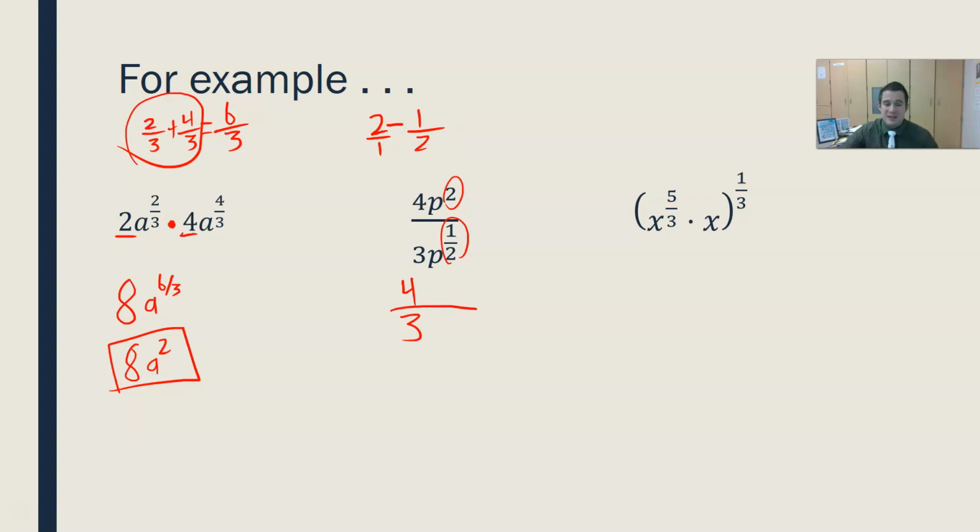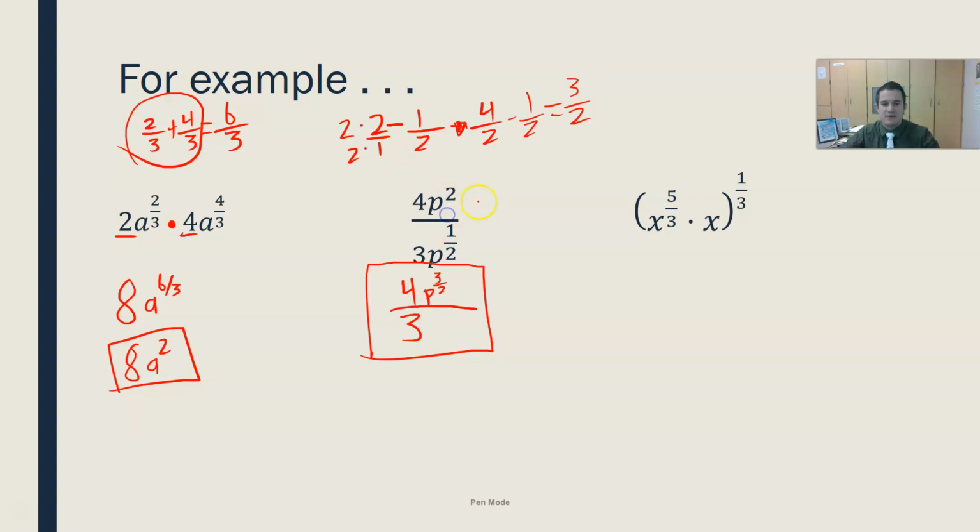Well, when I'm subtracting fractions, I need to have a common denominator. So I'm going to multiply the top and bottom of this fraction by 2, so I have 2 on the bottom of both denominators. That would give me 4 over 2 minus 1 over 2, which is equal to 3 over 2. So p to the 3 over 2 power, that's what I have in the numerator here. 4p to the 3/2 power over 3 would be my final answer.